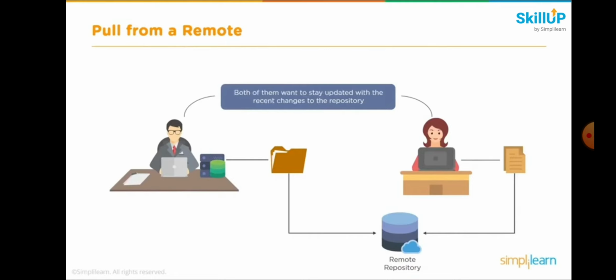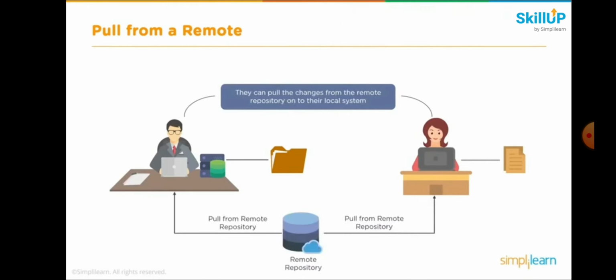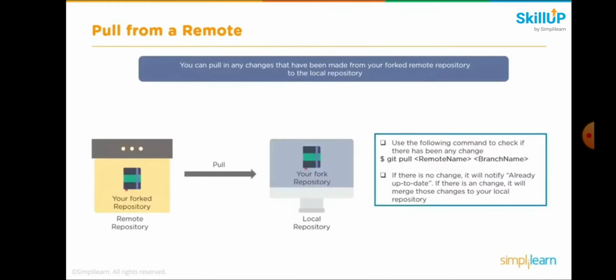It enables them to stay updated on the recent changes to the repository because they'll be able to pull the latest changes from that remote repository, so that as developers, they're always working on the latest code. So you can pull any changes that you have made to your forked remote repository to your local repository. The command to be able to do that is written here, and we'll go through a demo of how to actually do that command in a little bit.